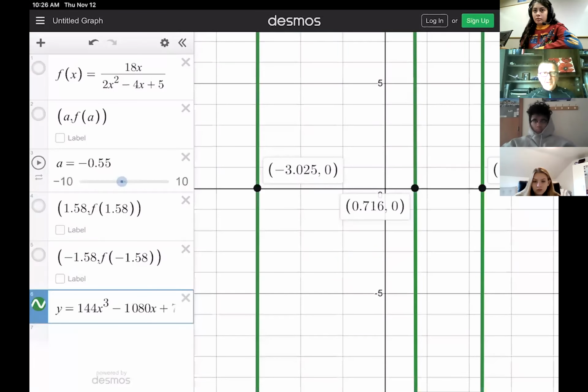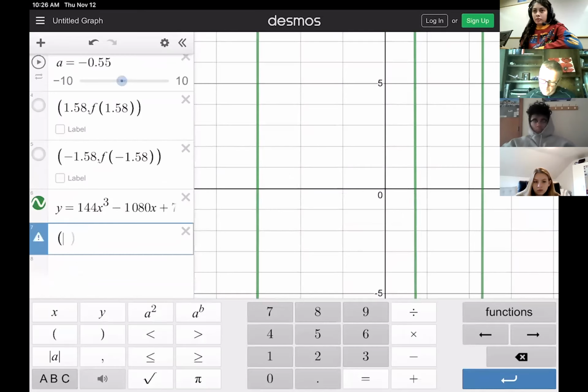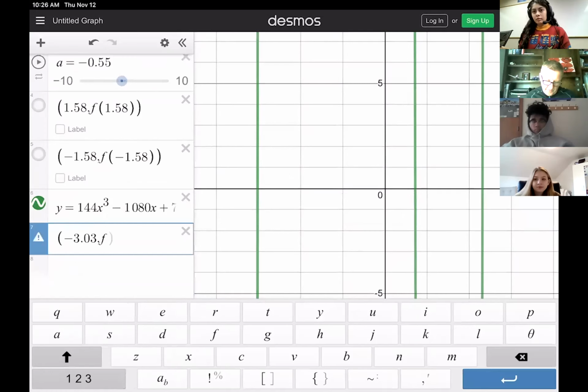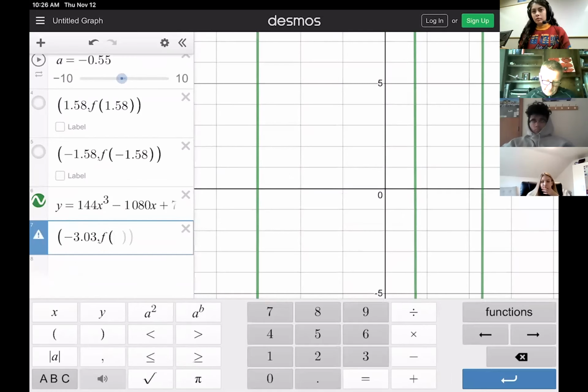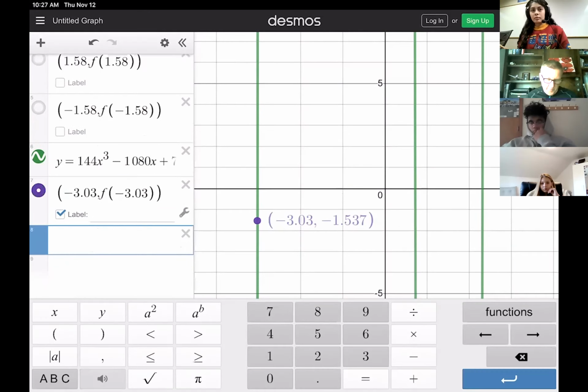But again, I want to graph these. I don't want to just know the y values. I actually want to graph them. So I'm going to go in here and do what we just did a second ago and say, let's see, when x was negative 3.03, then what y value comes with that? So we're just going to let technology do it for us, which is awesome. So there's the y, negative 1.54. I'll write that down on the notes in just a second. The other one was 0.72.